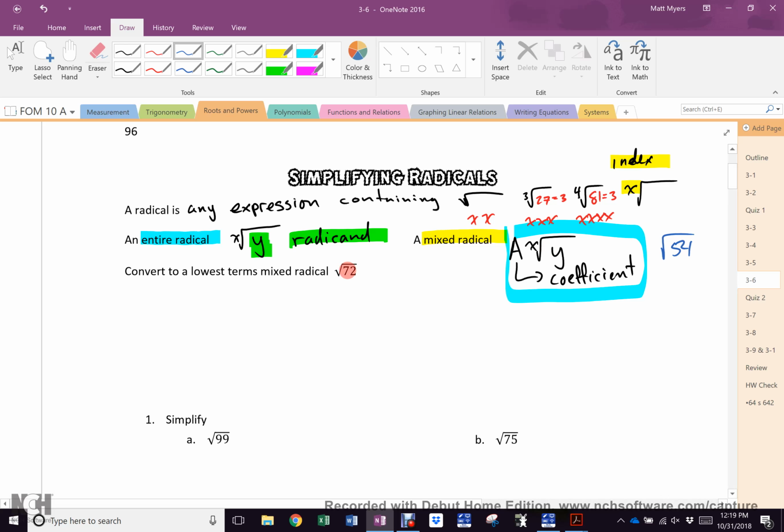Root 72. Is 72 on our list of perfect squares? No. So until today, you all would have gone square root 72 on your calculator and gotten 8.48, blah, blah, blah. Just like we did yesterday when we estimated the square root of 72, right? We are not doing that anymore. Here is what we are going to do.